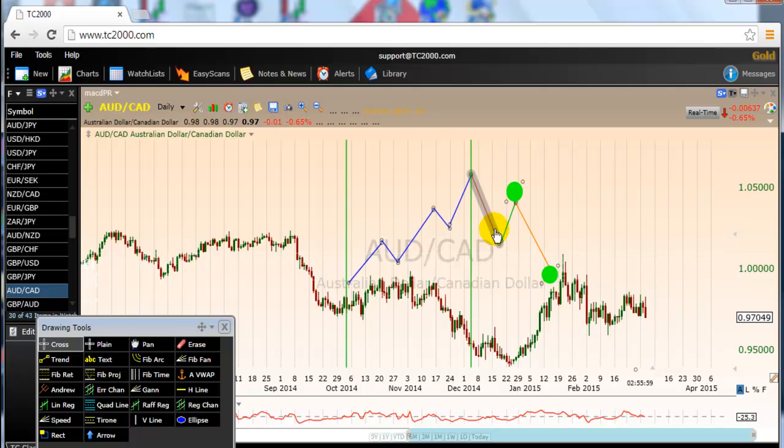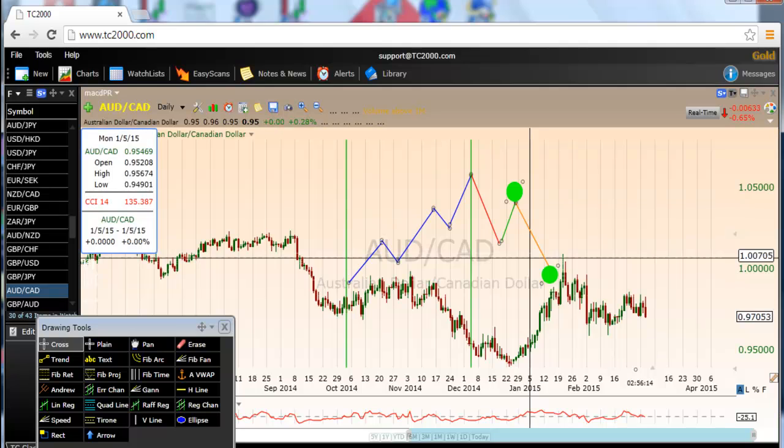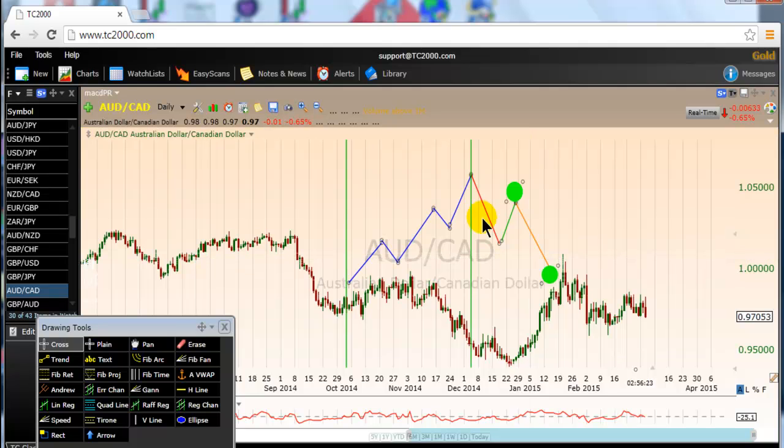All right. So once we see that the C wave is underway, we can set a target at 100%, which means equality between the A wave and the C wave, which means the A wave is equal to the C wave. So we will set a target there. We will set also a target at 1.618 times the move of the C wave.